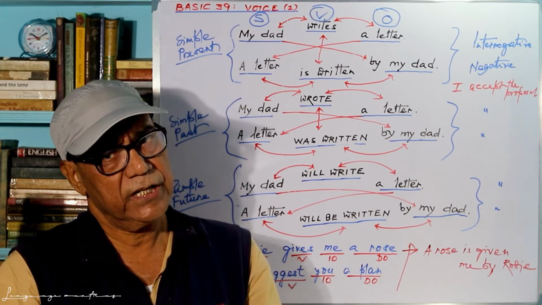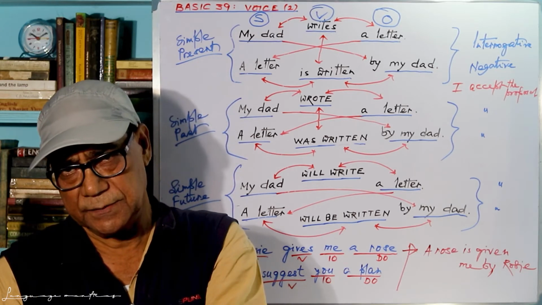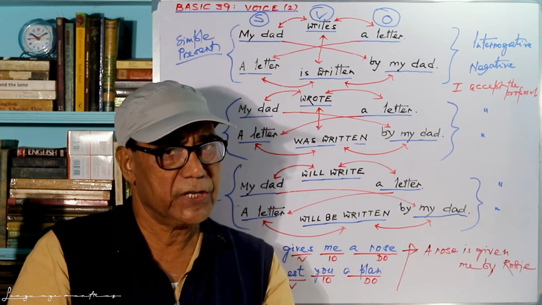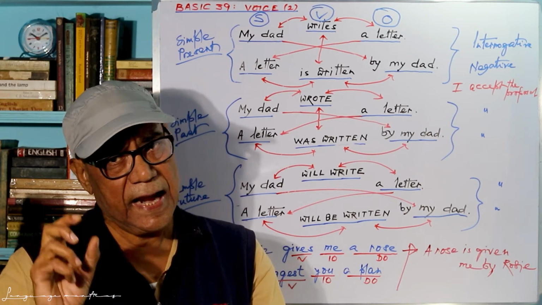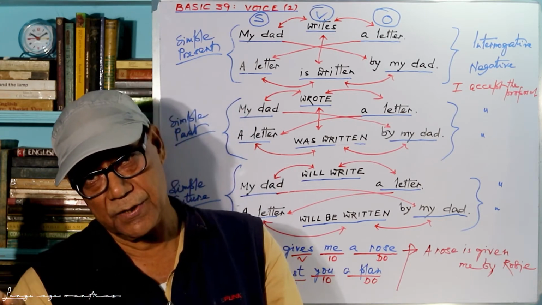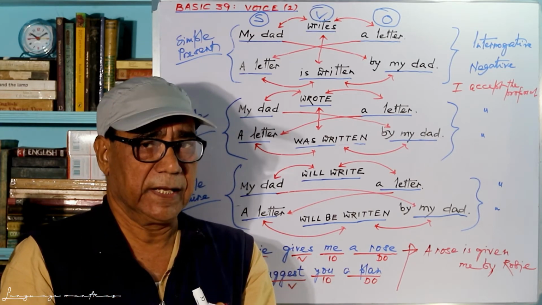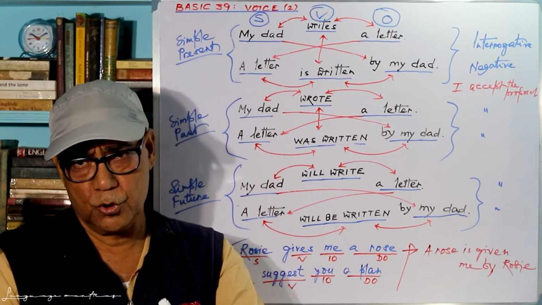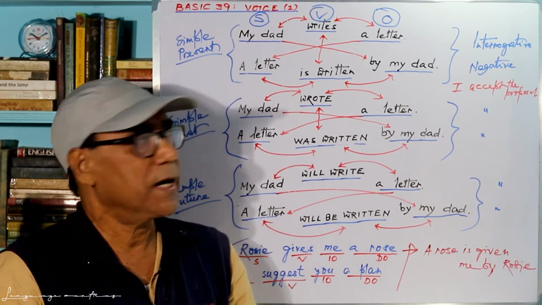And if you want to make it negative, simply, a letter is not written by my dad. So making a sentence negative is very simple. But when we say transform this sentence into negative, that is difficult. Because in that case, when there is a question of transforming the sentence into a negative sentence, you can't change the meaning. You have to retain the meaning. But here that question does not come. We simply ask you to make the negative of the sentence, meaning just a letter is not written by my dad.